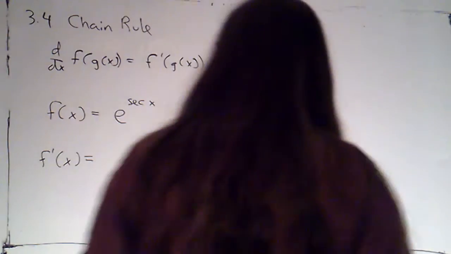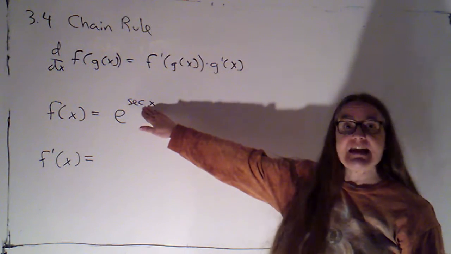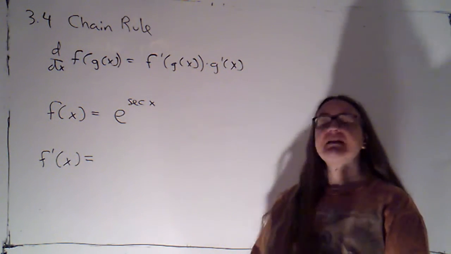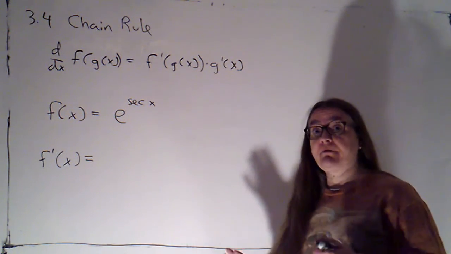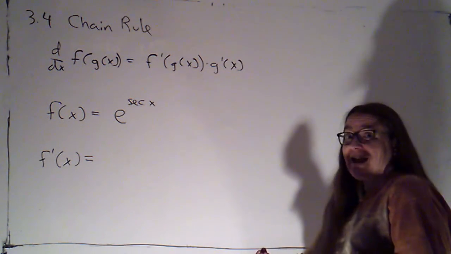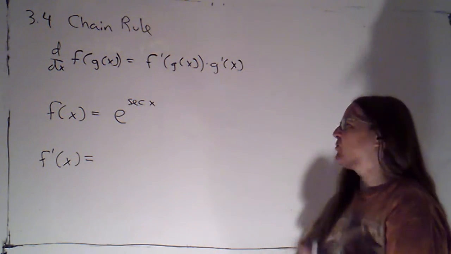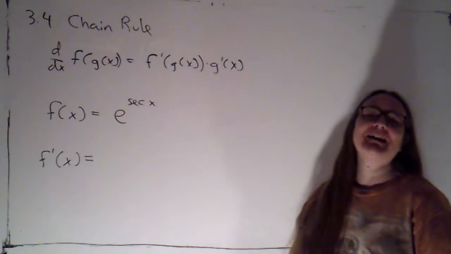This problem is for you folks to try on your own. f of x is e to the secant of x, and I'm asking you to find f prime of x. When we come back and work through it together, I will work through it twice, once using that u substitution method and once not. So work it out however you prefer, and then tune back in and we'll work through it together.